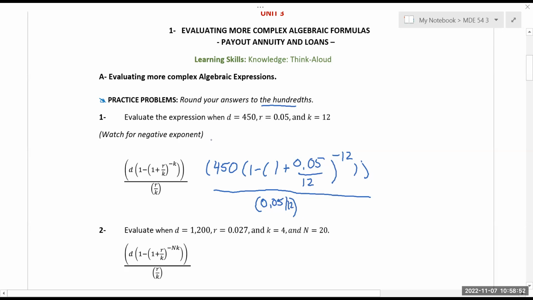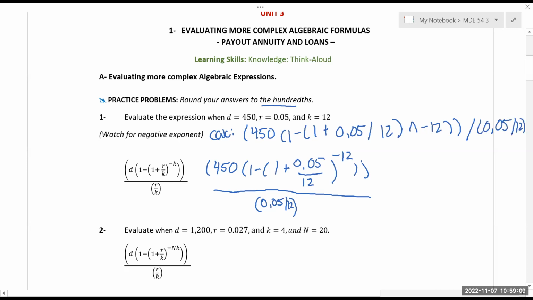So when I type this in, it's going to be exactly how it looks. 450, 1 minus 1 plus 0.05 divided by 12, negative 12, parenthesis, divided by 0.05 divided by 12. You'll want to put that in your calculator and make sure that you are typing it correctly and get 5256 and 55 cents. If you're getting a ton of error messages, just start over. It's a lot harder to pinpoint what went wrong than just trying it again. So make sure you're typing that in right and see how it looks.